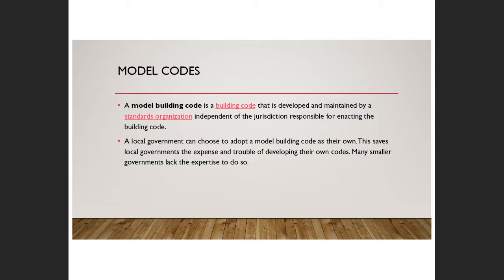So that local unit of government, so the village of Oak Park, can adopt that model building code and make it their own code. This saves the village of Oak Park from the expense and the trouble of having to develop their own codes. You know, most of the smaller units of government around us aren't going to have the expertise to do something like this.